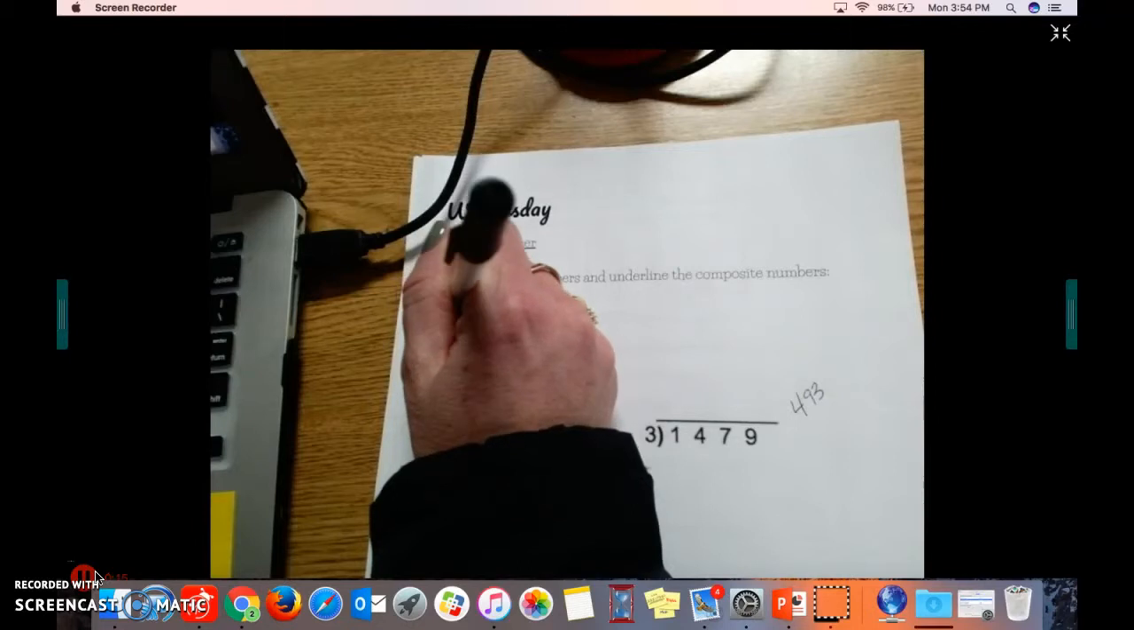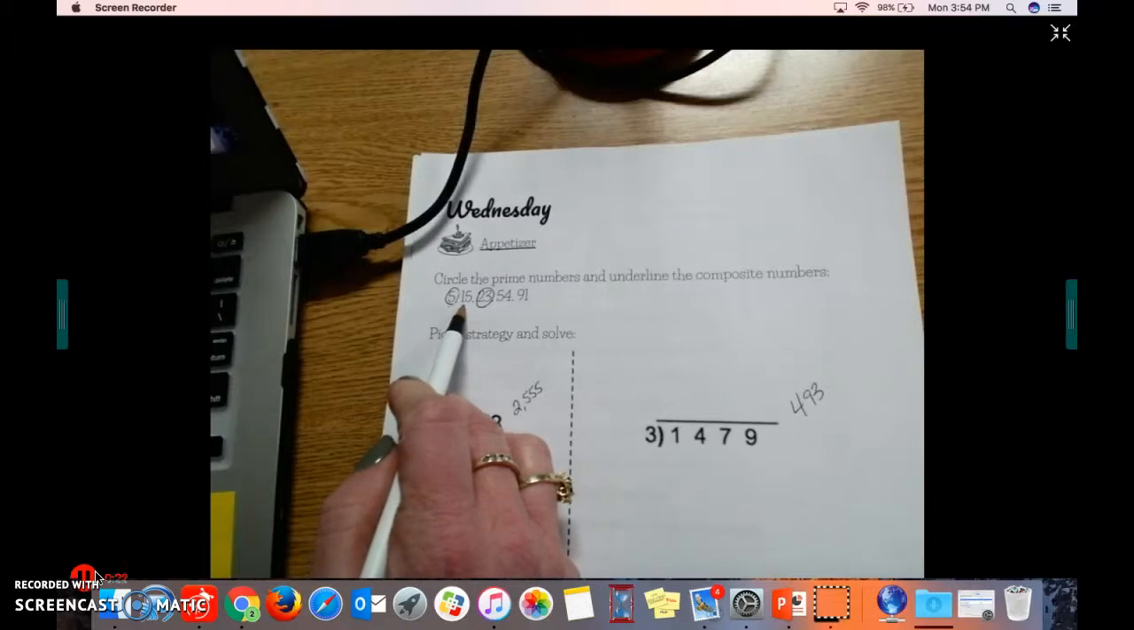Today for your appetizer, you need to circle the prime numbers and underline the composite numbers. Just a reminder, prime numbers are numbers that have 1 and themselves as the only factors. So I'm already seeing 5, 23. I know for sure that those are prime. Then I'm going to go back and review and confirm that 15 is prime.